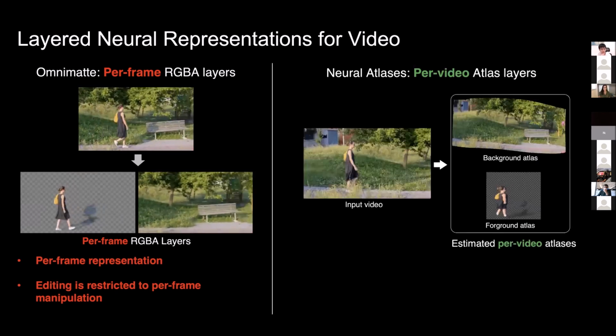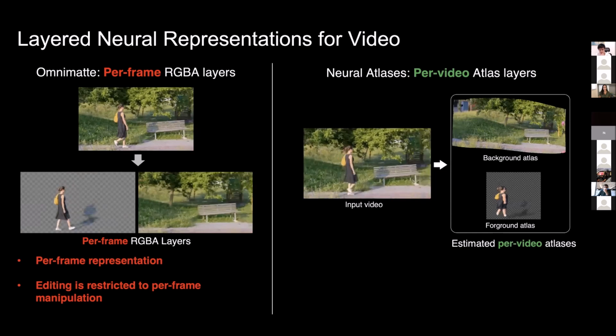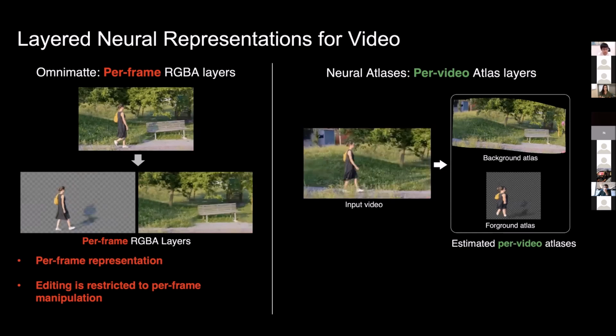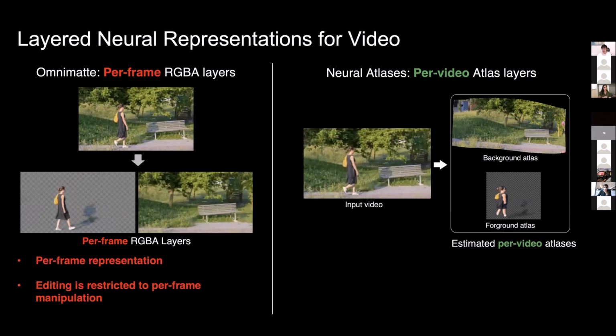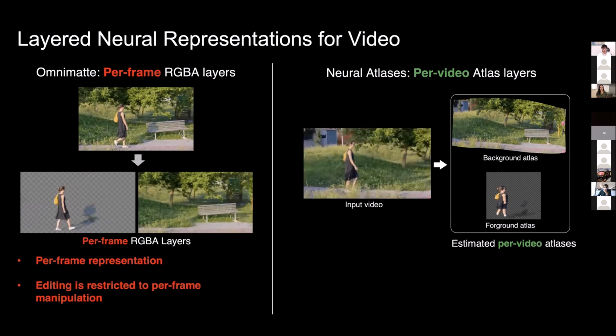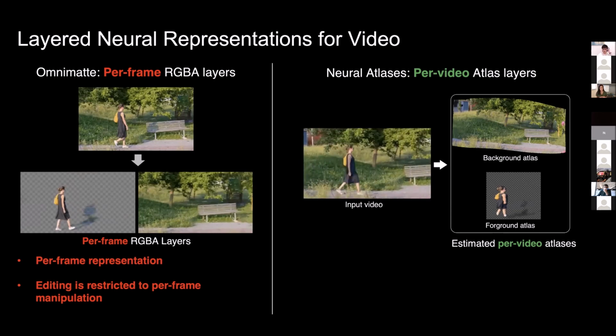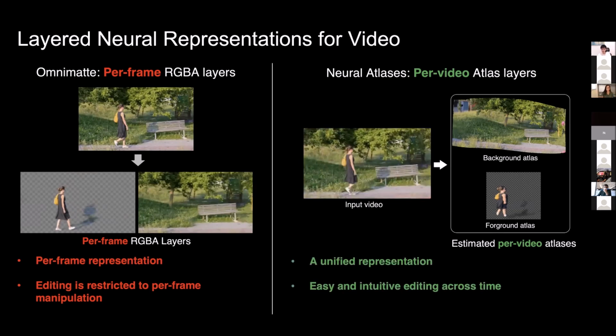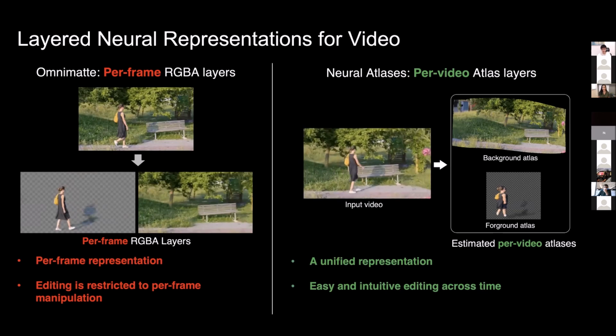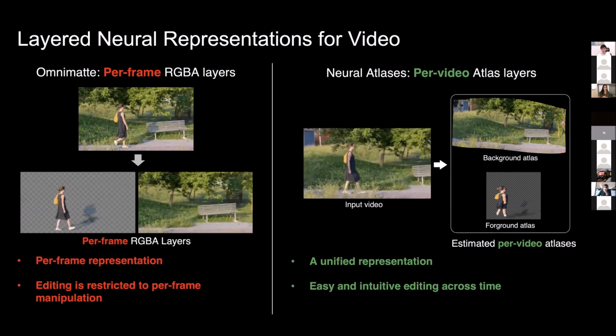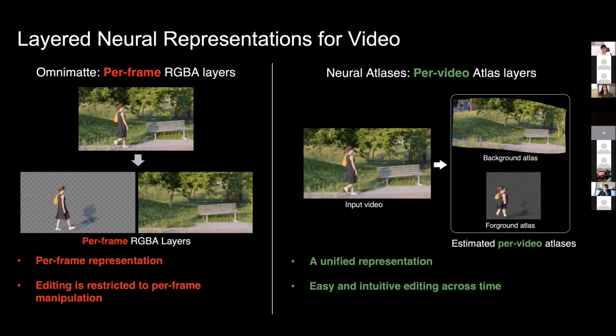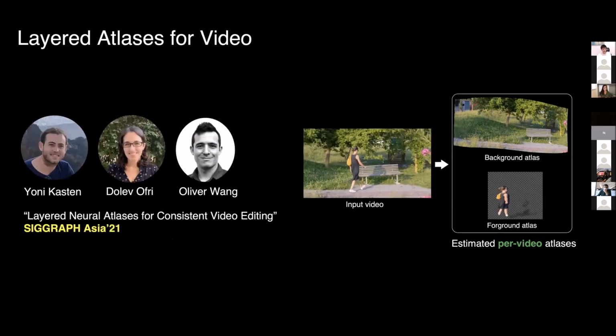So in this new work on neural atlases, our goal was to tackle this challenge. Here, the idea is as follows: we want to take exactly the same input, the original video, just a casual video, but now we want to break it not into per frame RGB layers, but instead into per video atlases, 2D atlas layers. This provides us with a unified representation of the video that will allow us to easily and intuitively edit the video across time, as I'll show. This is a joint work with Yoni Kasten, Dolev Ofri, and Oliver Wang, and it will be presented at SIGGRAPH Asia this year.